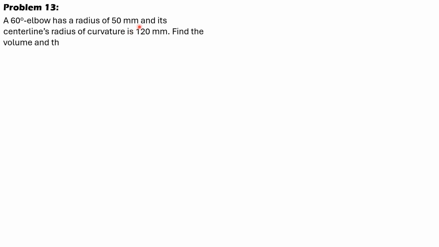Problem 13. A 60-degree elbow has a radius of 50 mm and its center line's radius of curvature is 120 mm. Find the volume and the surface area of the elbow. Let's express the answers in cubic centimeters and square centimeters respectively. So 50 mm is 5 centimeters, 120 mm is 12 centimeters.